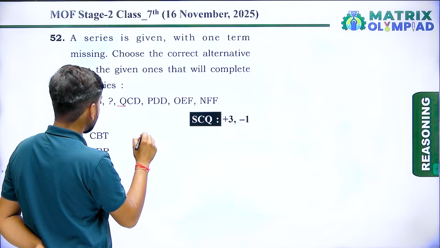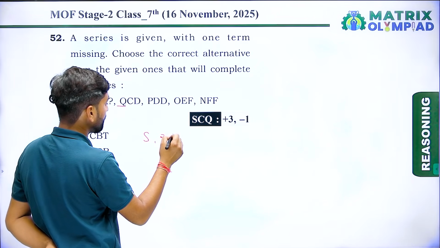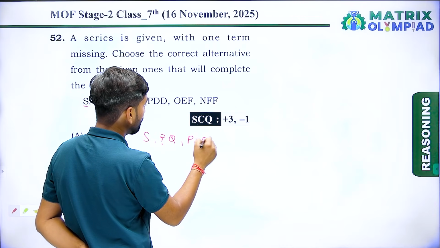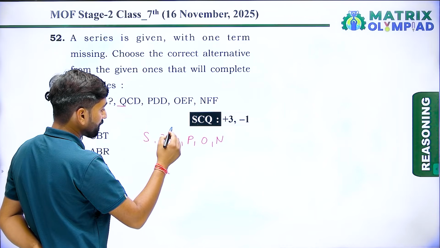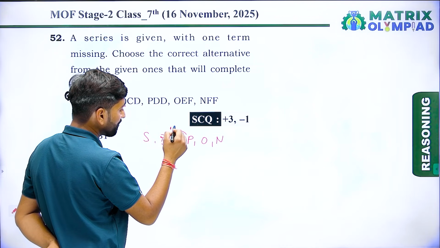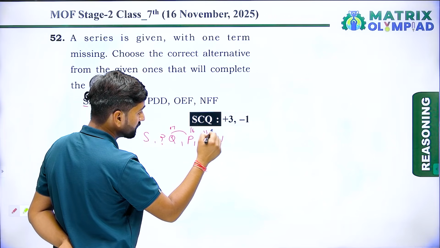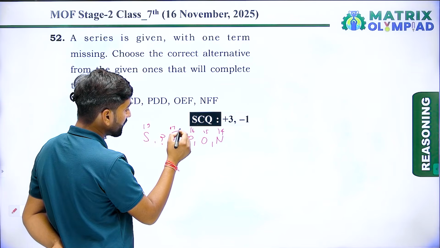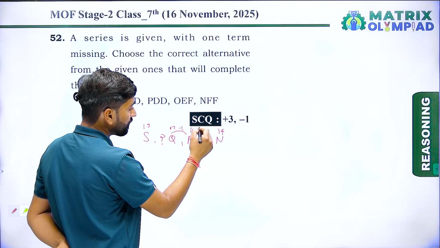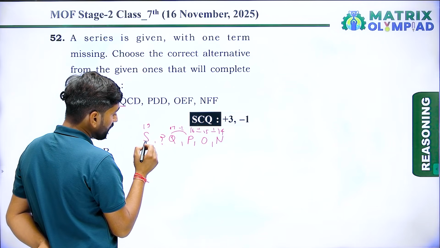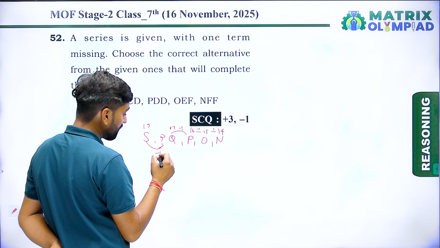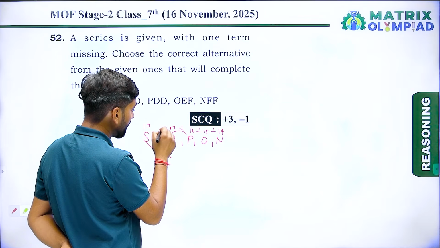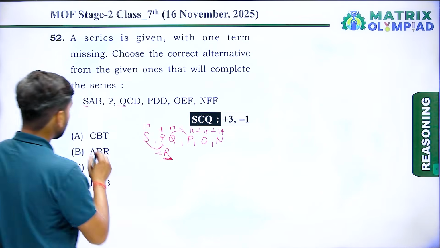It will be like S, then we have a question mark, then we have Q, then P, then O, then N. So if we check the pattern, Q is on 17, then 16, then 15, N is on 14, and S is on 19. So the pattern goes with the difference of 1. So from S we subtract 1, we get 18. On 18 we have the letter R.